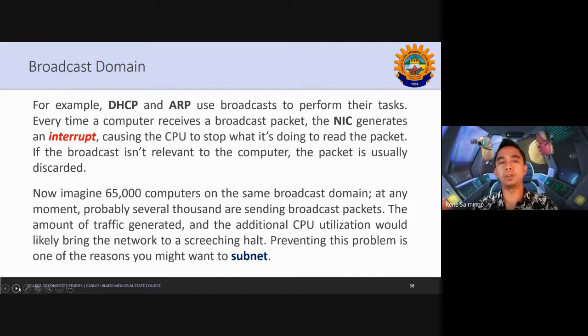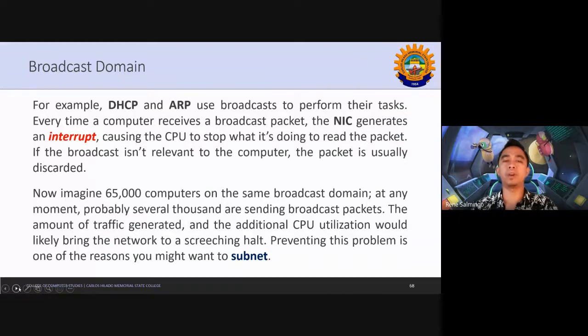So now we go to this part. DHCP and ARP use broadcast to perform their tasks. Every time a computer receives a broadcast packet, the network interface card generates an interrupt, causing the CPU to stop and read the packet. Usually the broadcast is irrelevant, so the packet is discarded.